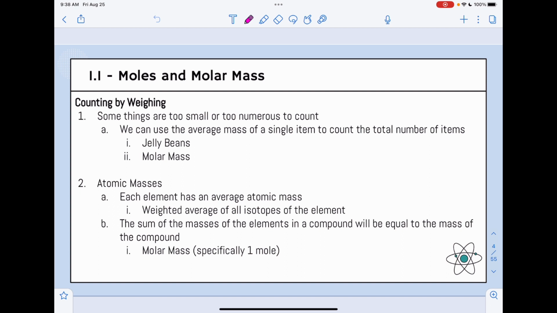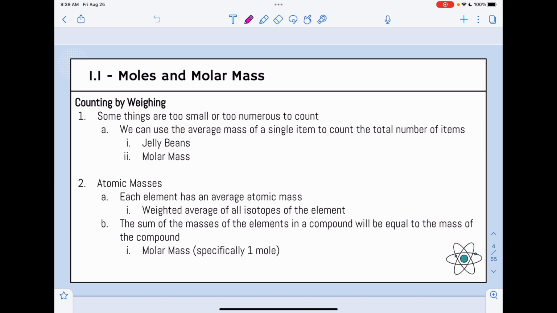Okay, so topic 1.1, moles and molar mass. As you may remember, we can count very small objects or very large numbers of objects by using the average mass of a single item. My non-chemistry example here is jelly beans. If you have a giant container of jelly beans, but you know the mass of one jelly bean, you can determine how many jelly beans are in the giant container by looking at its total mass. Same with molar mass. The molar mass of a compound tells us the average mass of 1 mole or 1 particle of that particular chemical formula.